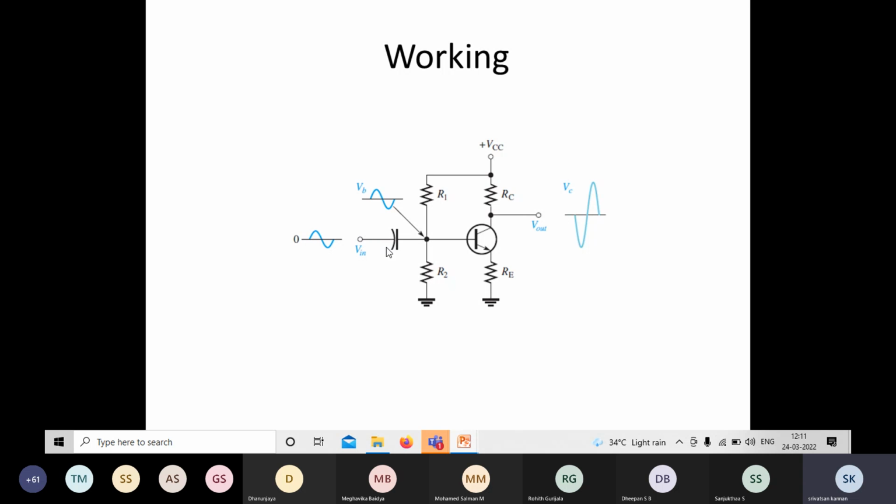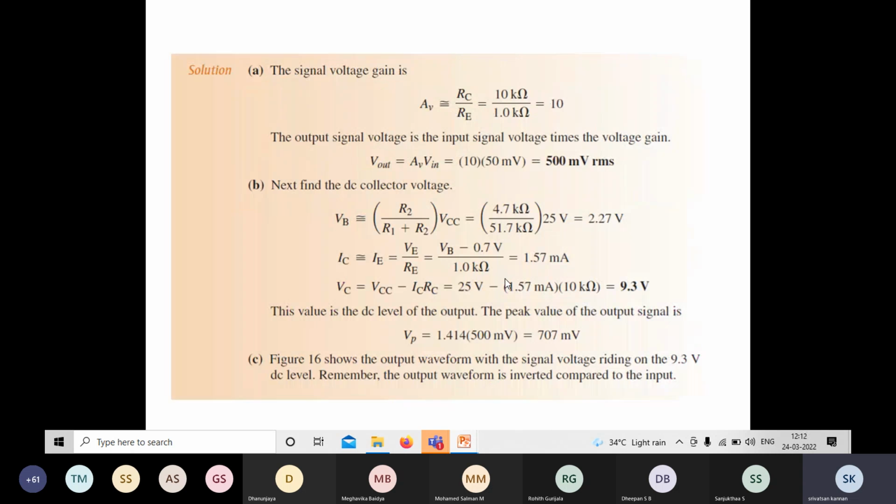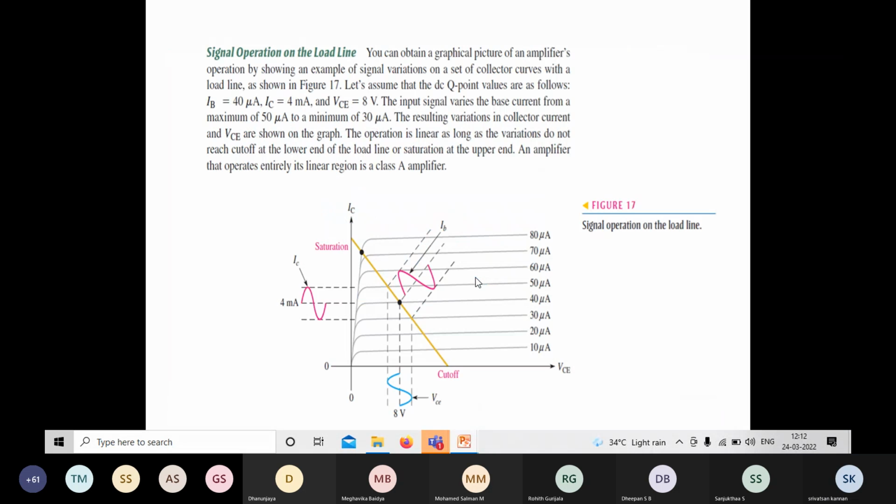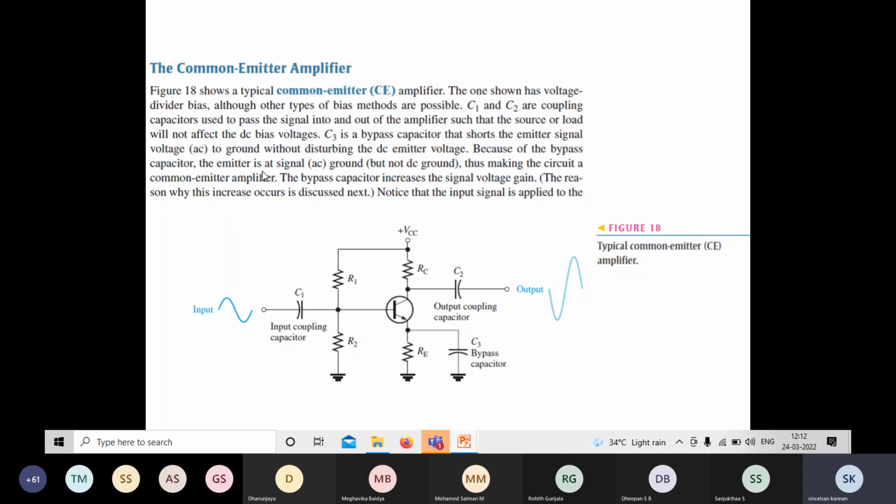And so we have a coupling capacitor and a bypass capacitor. I'll show you the exact arrangement now. This is the exact arrangement of the common emitter amplifier: input coupling capacitor, output coupling capacitor, and bypass capacitor. The bypass capacitor bypasses the AC signal, because if there is an AC signal in the emitter, it will disturb the Q point biasing arrangement of the transistor. So to avoid that, we use a bypass capacitor.